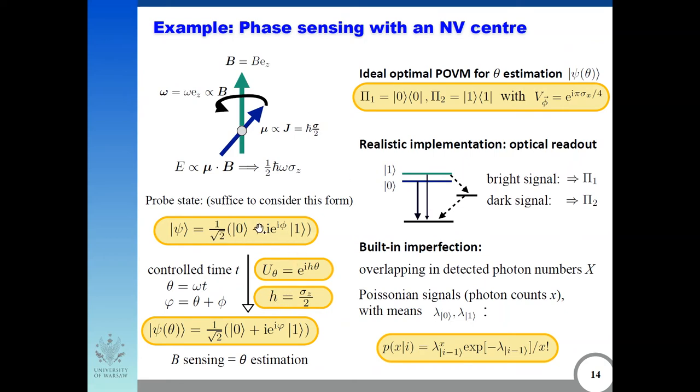So in particular, let us consider input states of this form, which is in the equatorial plane. And then upon the evolution from the dynamics, it turns to this state. And now the theta is encoded here in this vector of phi, where phi is theta plus the initial state parameter. Well, this is also called phi.